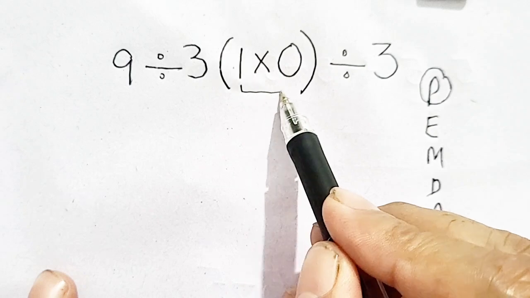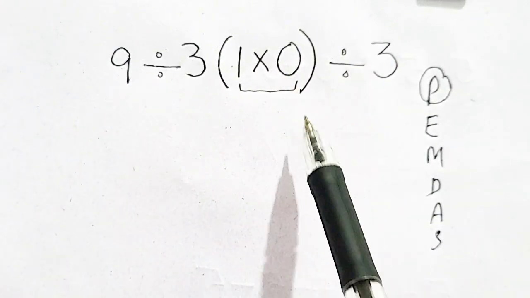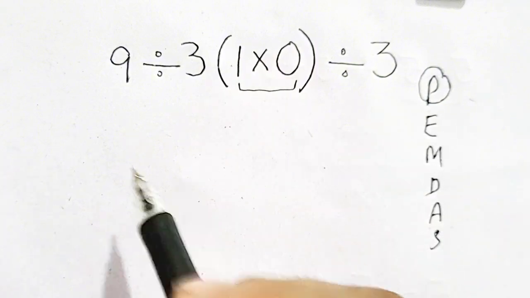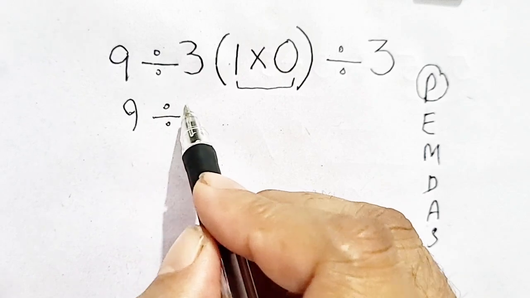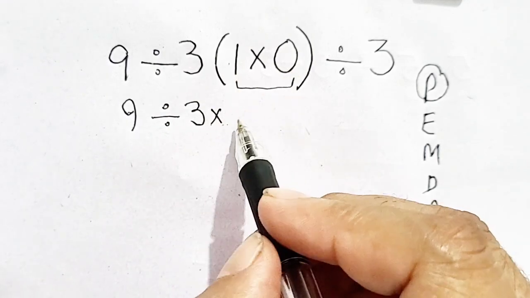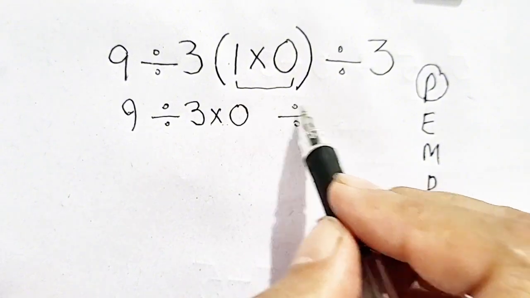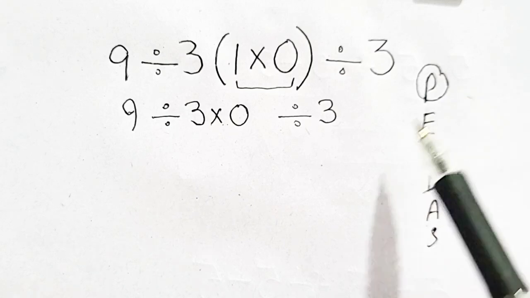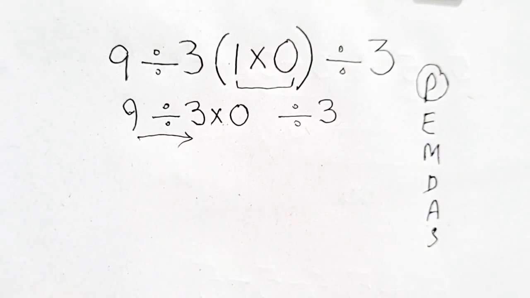And here is the parentheses. So we will leave all the other terms and solve the parentheses first. So we will get 9 divided by 3 times 1 times 0 will be equal to 0, divided by 3. So we have solved the parentheses now. We have to move from left to right.